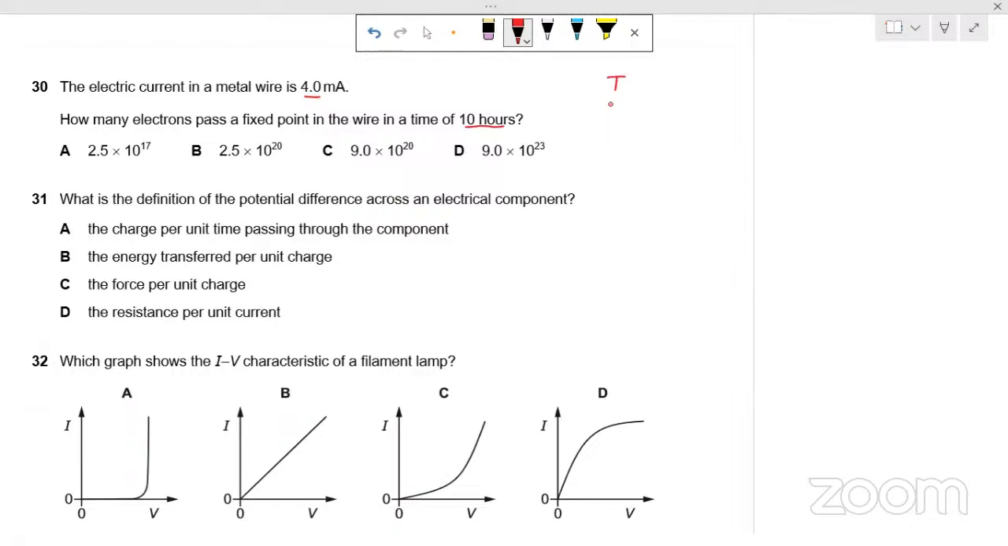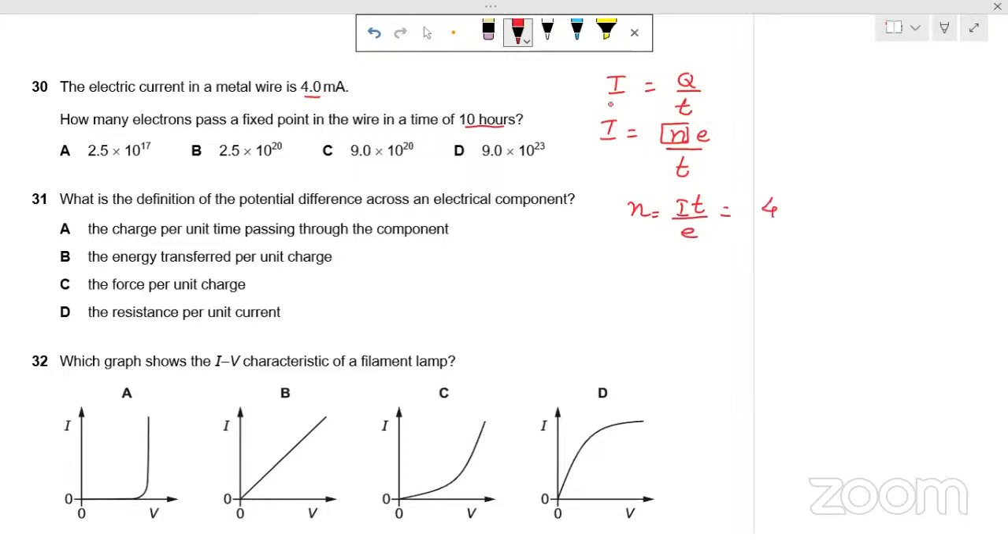We are given electric current, that is charge divided by time, and we know that this charge is number of electrons multiplied by the elementary charge, that is charge of electron, divided by time. So we have to find the number of electrons, that is equal to I times t divided by elementary charge.